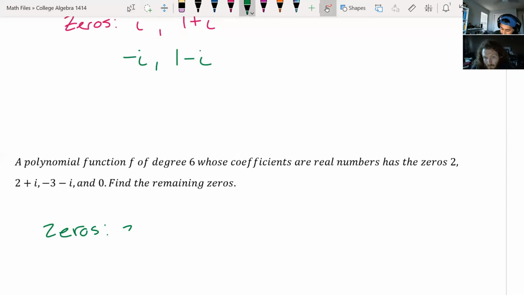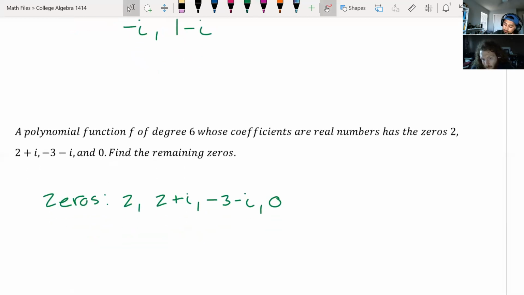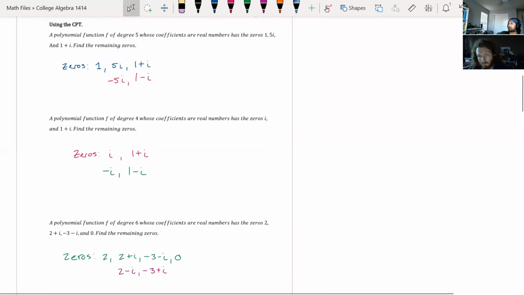All right. So we have 2, 2 plus i, negative 3 minus i, and 0. What are my remaining zeros? 2 minus i, negative 3 plus i, and that should be it. Yeah, there's 6. Good, because now we have 6 zeros and our degree was 6. Okay, and that's the conjugate pairs theorem.